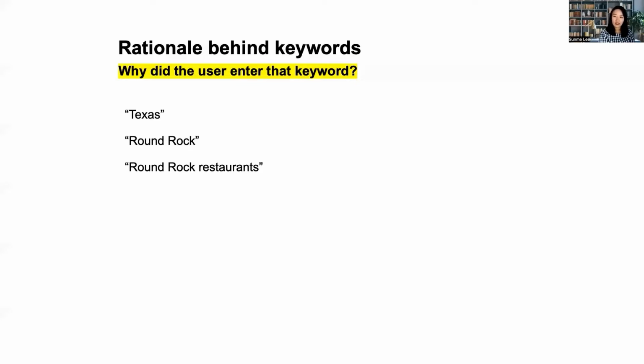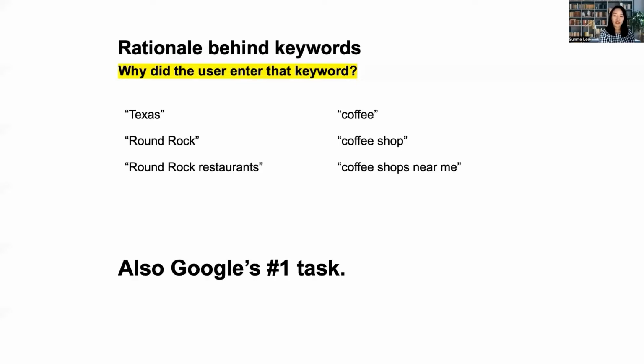Let me give you other examples as well. What about using the keyword coffee? And what information do they want when they enter the keywords coffee shop or just coffee shops near me? So the motivation behind each of these keywords can be very different. Although there are differences between the categories, users might have different intentions when they enter certain keywords. And this is Google's number one task. They try to figure out what information the user wants based on the keyword the user enters.